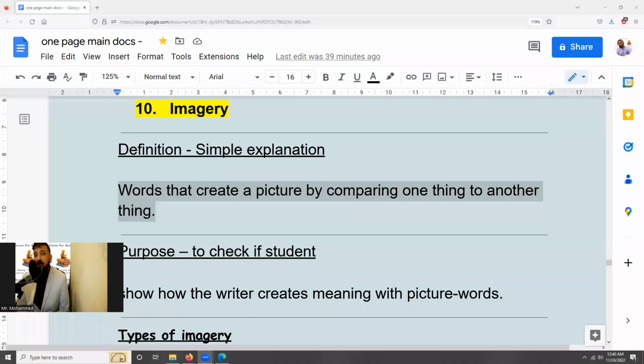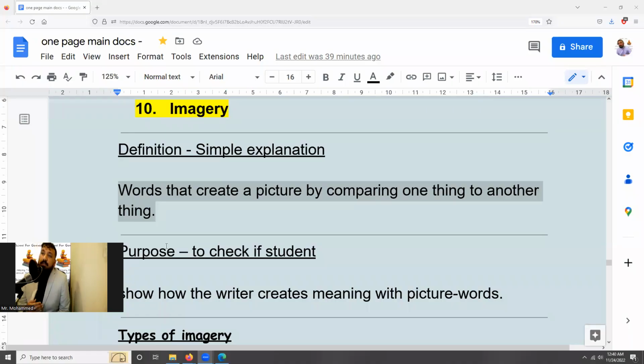Okay, so the next thing that we're going to look at is going to be the imagery question and the imagery technique. So that is going to be your next heading, imagery. Okay, so imagery, let's begin with a definition.